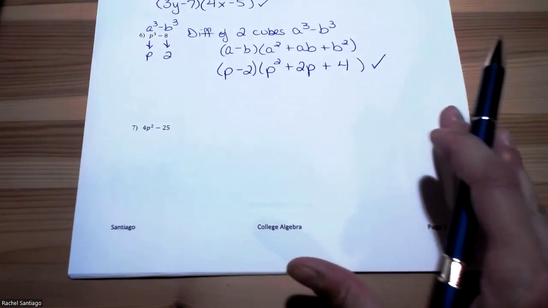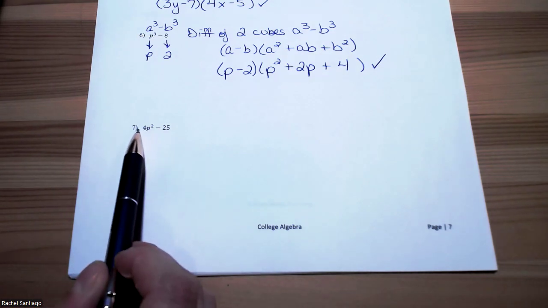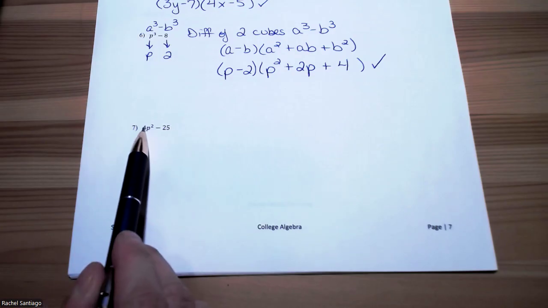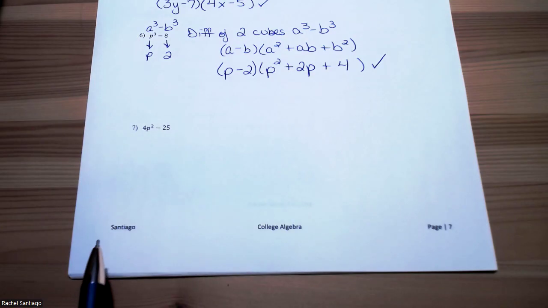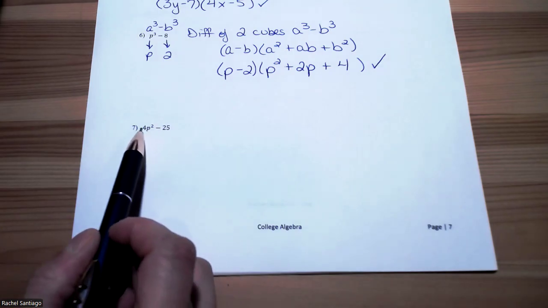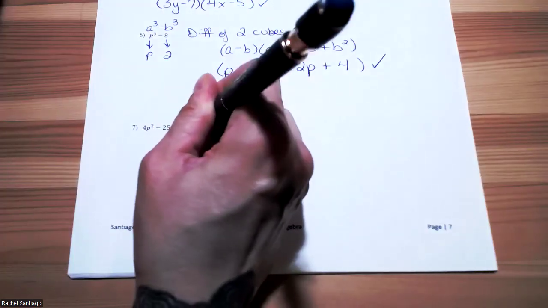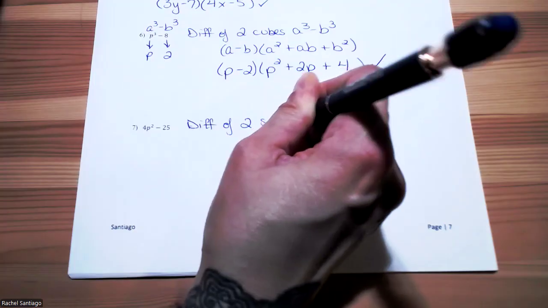So far, so great. Let's take a look at this last problem on this page. We have 4p squared minus 25. This time, notice that 4 is a perfect square. P squared is a perfect square, and so is 25. So immediately I say, do I have a GCF? No, but this is definitely the difference of 2 squares.